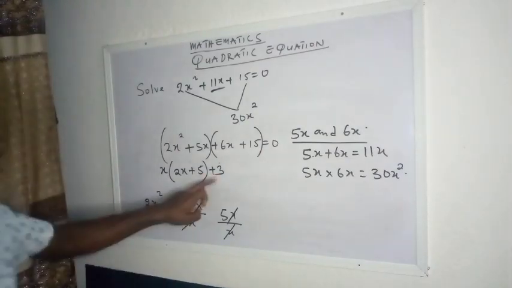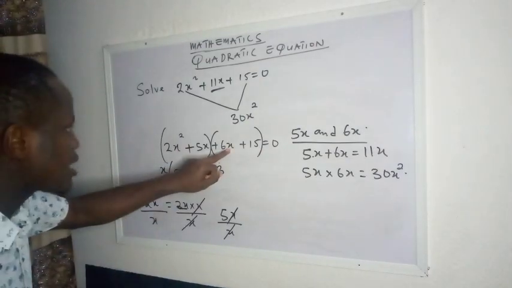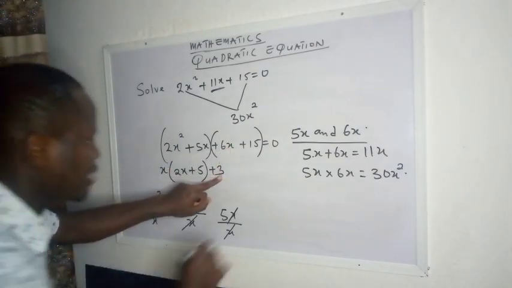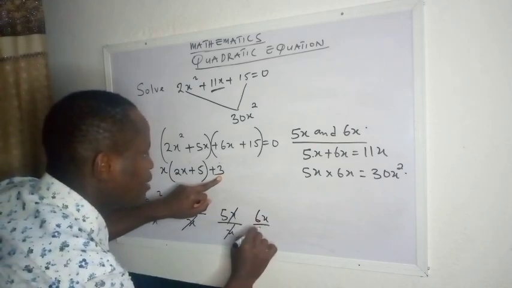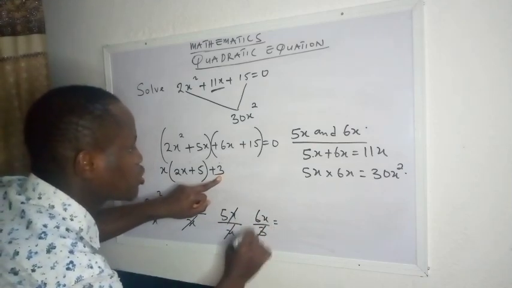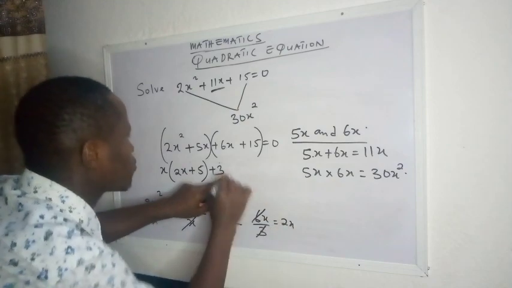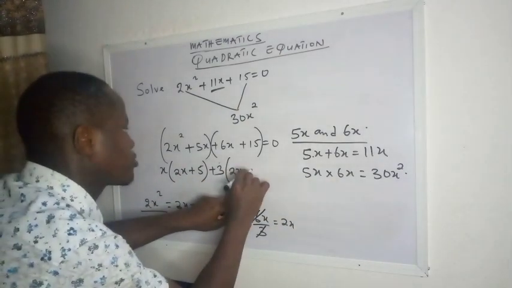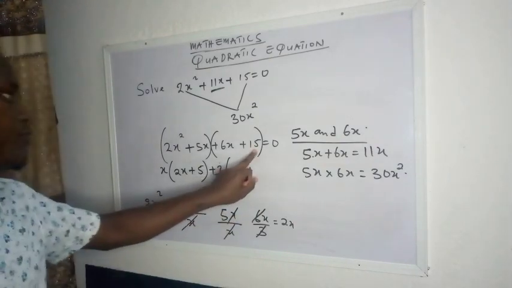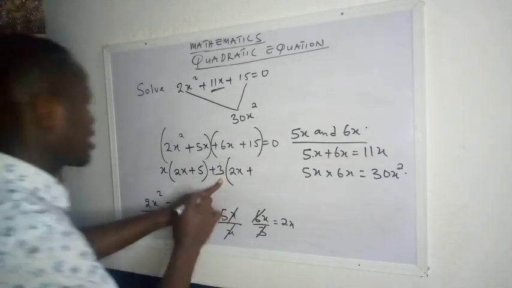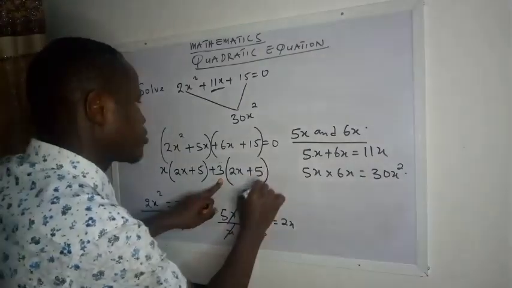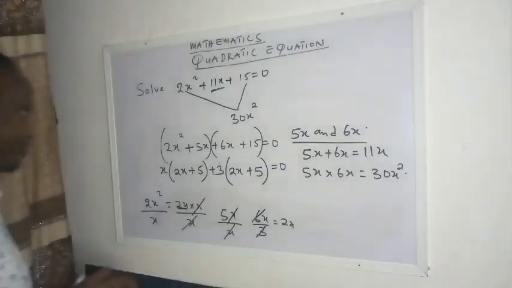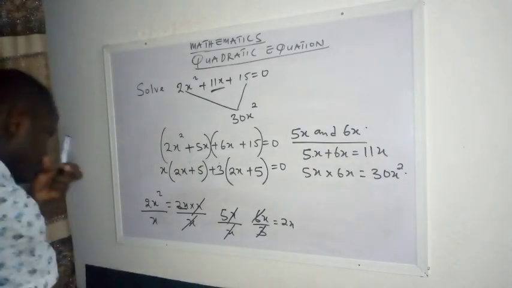If I factor out plus 3, now 6x divided by 3, that is 2x. So you open your bracket, you put your 2x. Now plus 15 divided by 3, the answer is 5. You close the bracket, equal to 0. Okay, let me clean this.